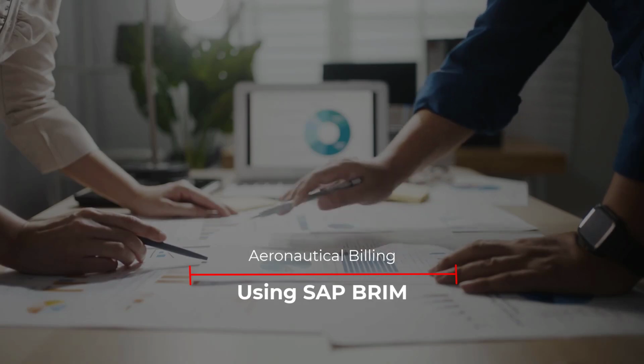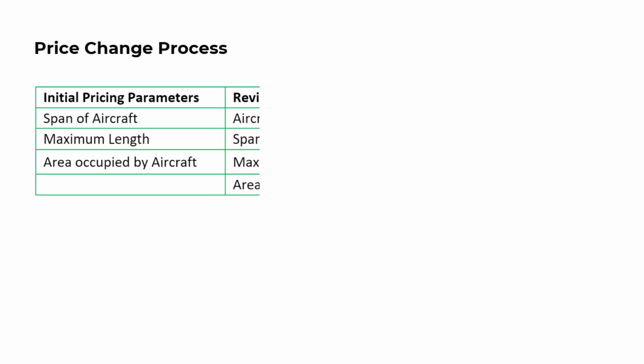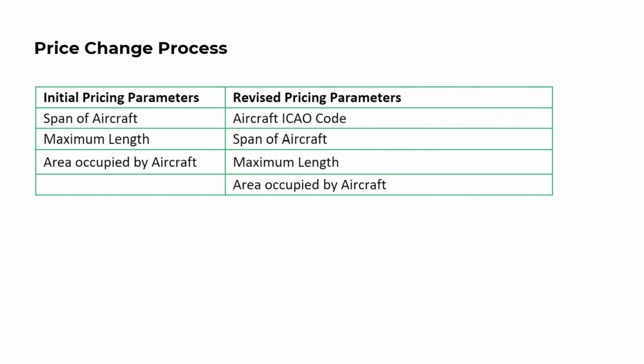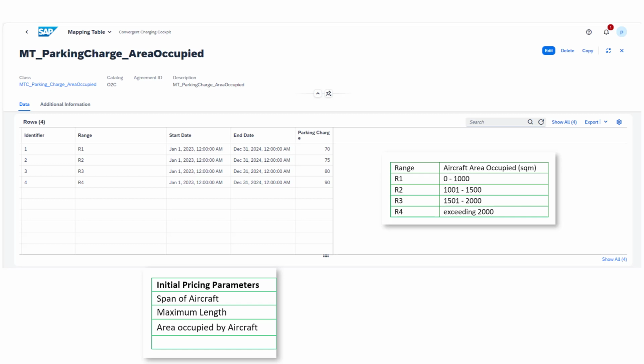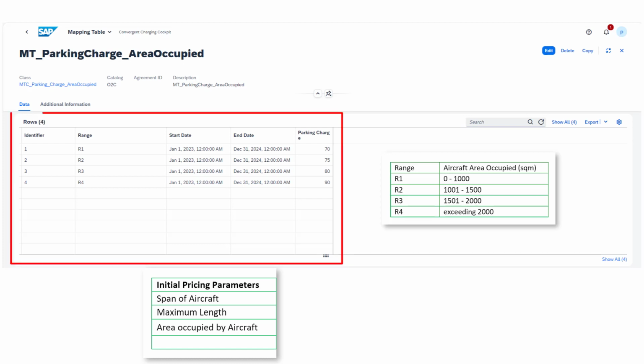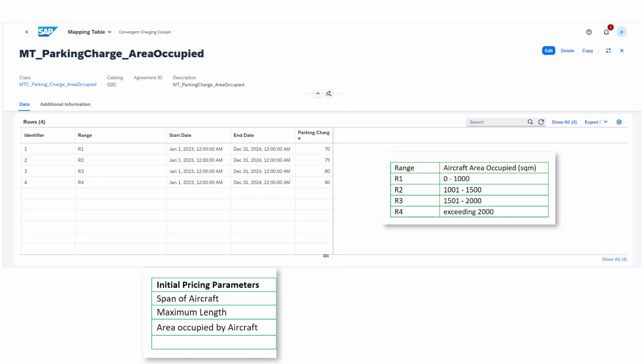SAP BRIM. We also understand that the pricing parameters can also change at any time, and the below video is going to show you how easily you can update your price plans in SAP BRIM. Let's take an example of the parking fee. As you can see, as per the current price plan, we have maintained a couple of price tables. These are called mapping tables and range tables. Currently, we have defined the pricing based on initial pricing parameters.